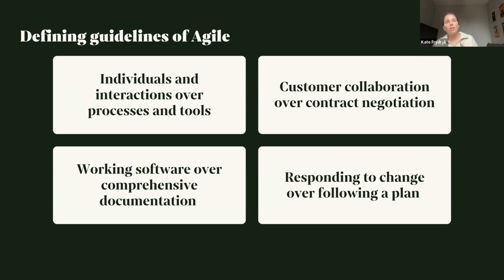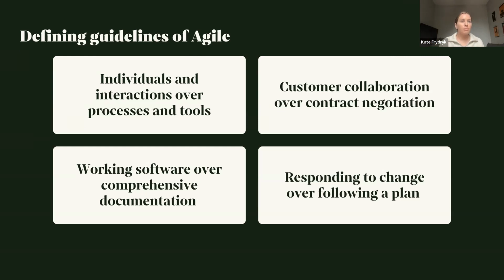Customer collaboration over contract negotiation. A lot of times when you think of a regular business, they have the mindset of, how can I re-up this contract with my customer? How can I get more business from this customer? Whereas when looking at Agile, we're preferring, how can we collaborate with the customer? How can we talk to our users to understand what would be most valuable for them versus just trying to get more money out of them or squeeze a deal for a contract.